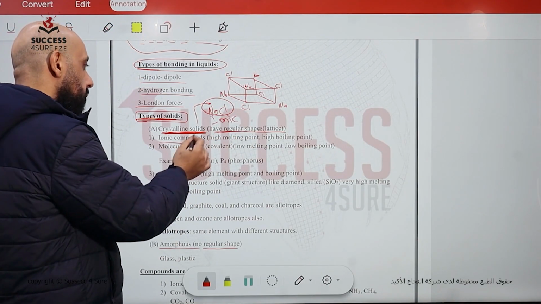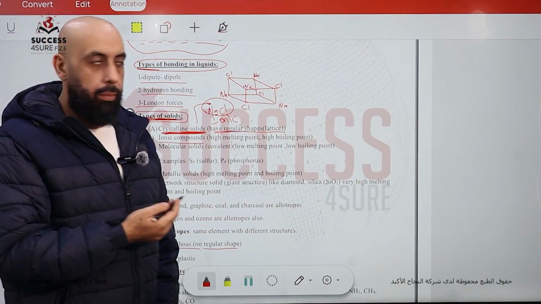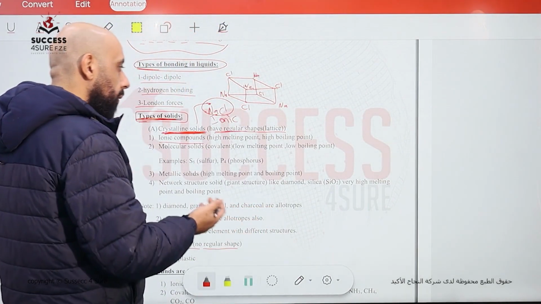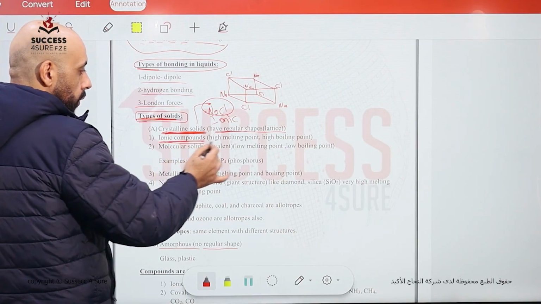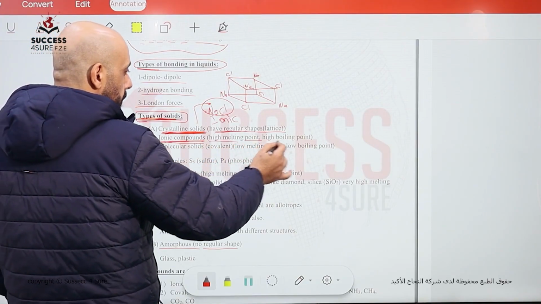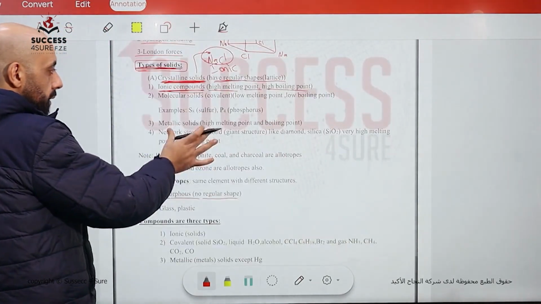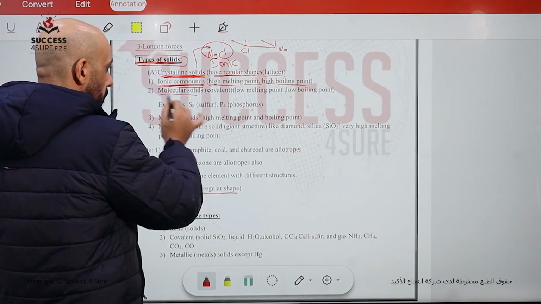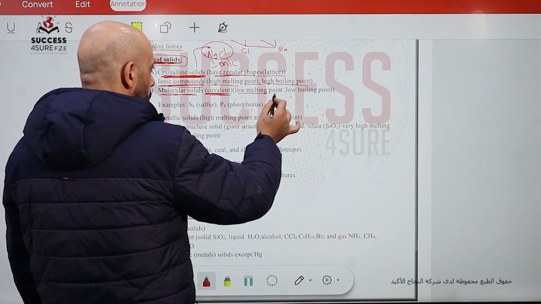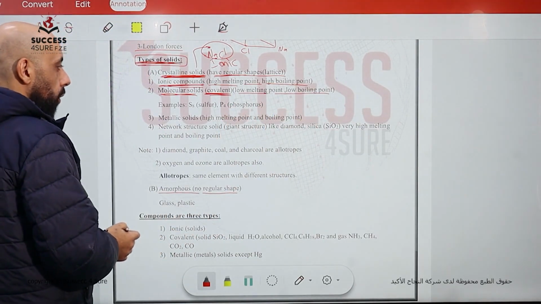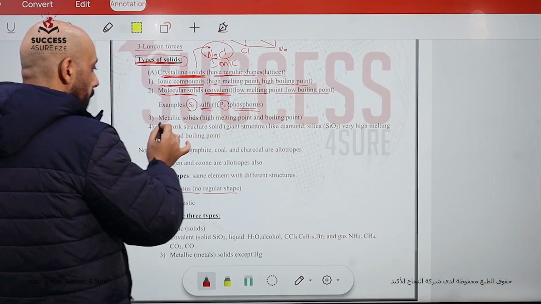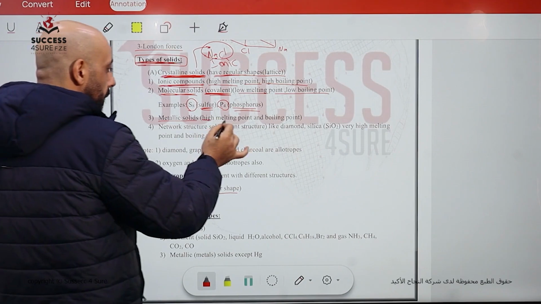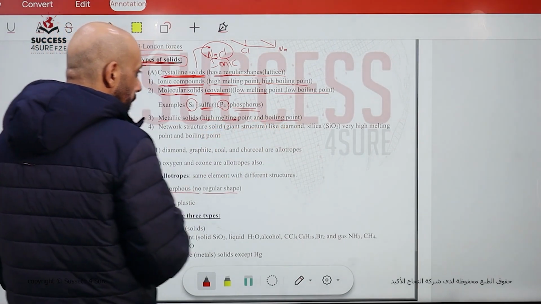So what we mean by crystalline solid is that it has a regular, defined shape, like cubic, hexagonal, octagonal, triangle, those shapes. The first of these crystalline solids is the ionic compound. We all know that ionic compounds have a high melting point and high boiling point. The second one is the molecular solid, which actually has covalent bonds. They have a low boiling point and low melting point, with examples like sulfur or phosphorus. The third one is the metallic solid, which has a high boiling and melting point.